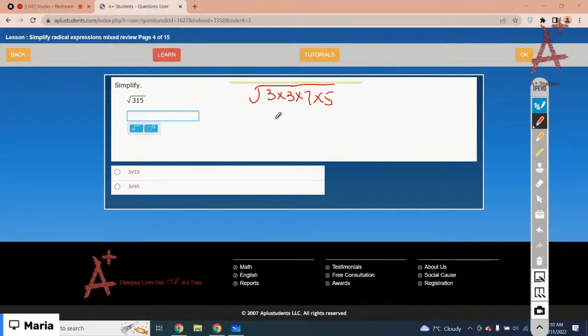So you can write them as 3 square times 7 times 5. So write 3 square in a separate radical, and then 7 times 5. The 2 and the square root cancel out each other and you're left with 3, and 7 times 5 is 35. It would be 3 square root 35. Option number 2 is the correct option. So just select the correct option and click on the OK button.